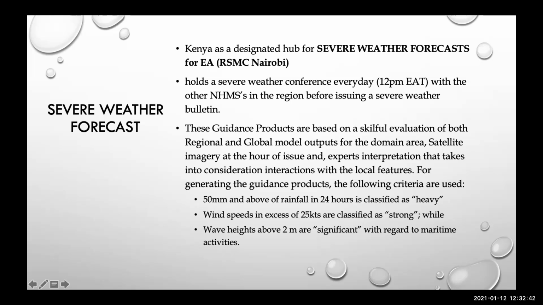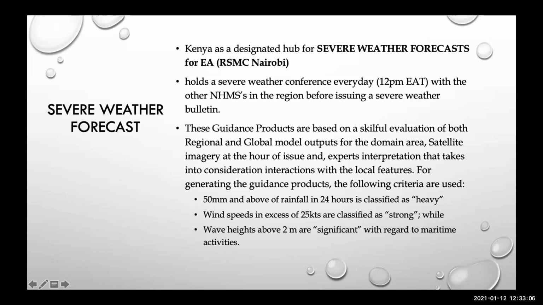Of course, these guidance products are based on a skillful evaluation of both regional and global models. And we have our WAF products, which we also run. We look at the satellite imagery to try and get verification for the forecast that we've issued. And we look at a lot of things, including the local features.